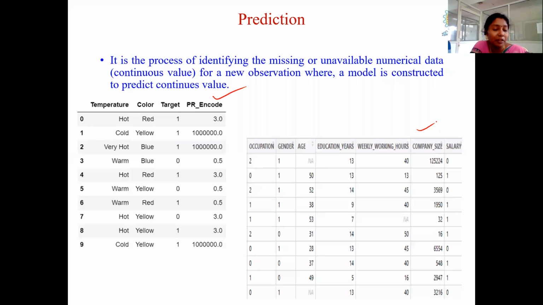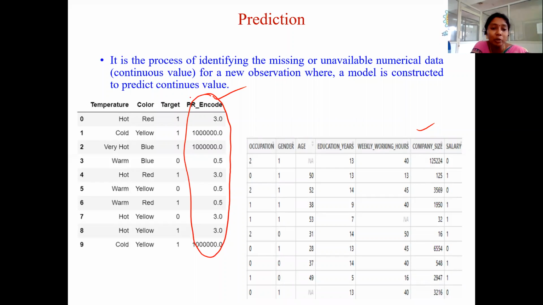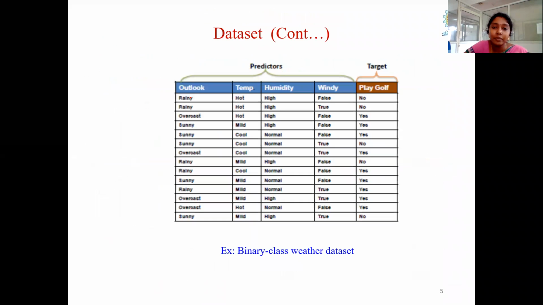So if the target attribute is numerical, then the process of predicting the unknown element is called prediction. Whereas if the target attribute is categorical, like this, this is the target attribute, right? This is the categorical attribute. So the process of classifying the observation into the unknown label is called classification.